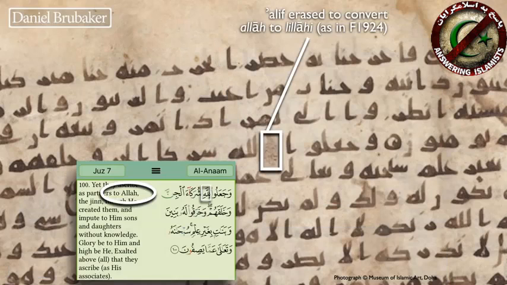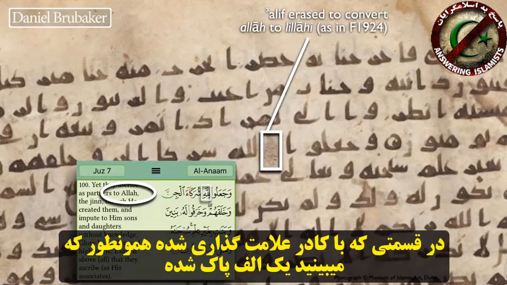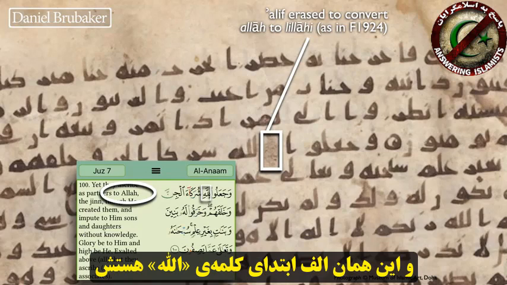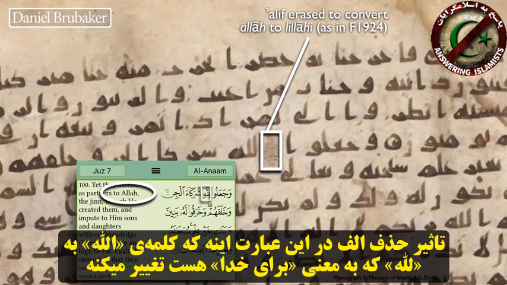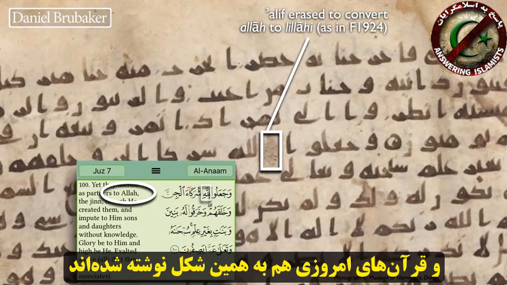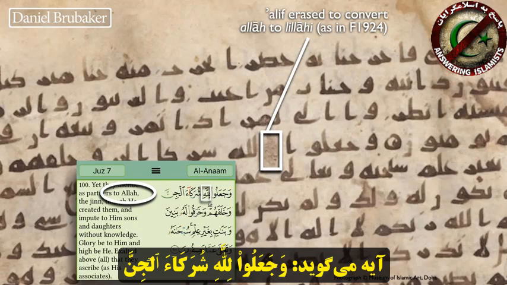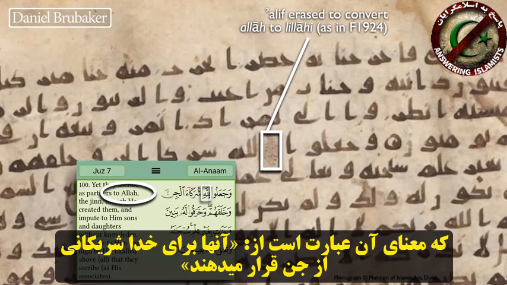The upshot is that there is one fewer aleph in this space than there is in the standard text, the Hafs text. All right, here's the next one, and in this spot, what you see inside the box there is the place where an aleph initially stood, the initial aleph of the word Allah. The effect of taking this aleph away is to convert the word Allah to the word lillahi, which means to Allah. And that is, in fact, how it stands in the Hafs text. The verse reads, wa ja'alu lillahi shuraka'a al-jinn. And this means they ascribed as partners to Allah, the jinn.